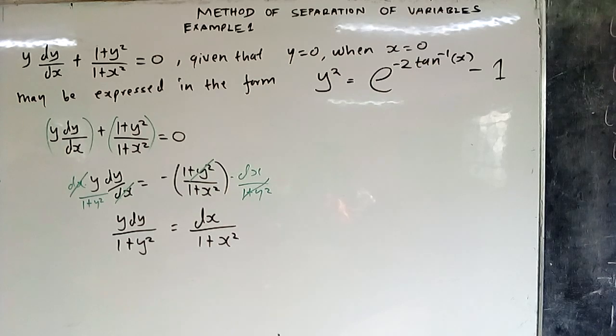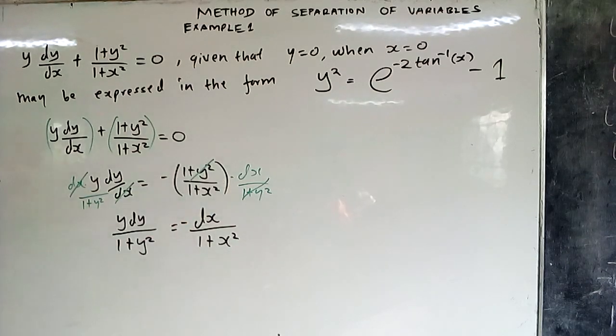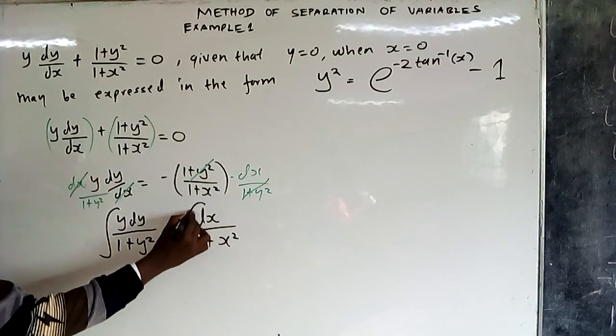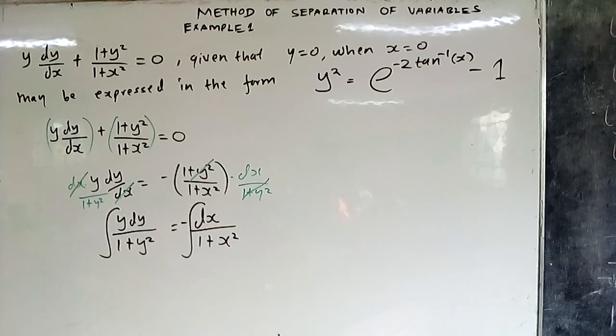Are we together? What about the negative? The negative, yes, we have the negative outside here, very good. So we have negative into that. So we have separated the y on their own and the x on their own. So what do we do? We simply introduce the integral on both sides. Negative can be factorized outside, isn't it? Are we together there? Yes.